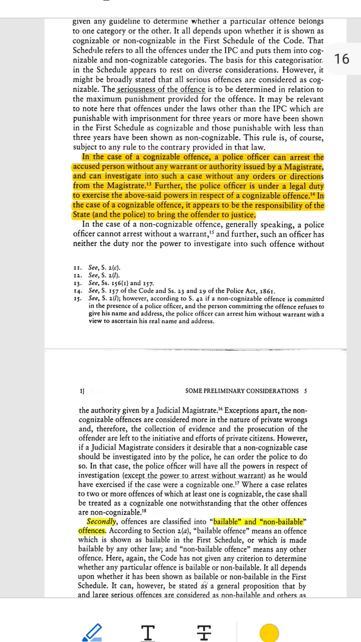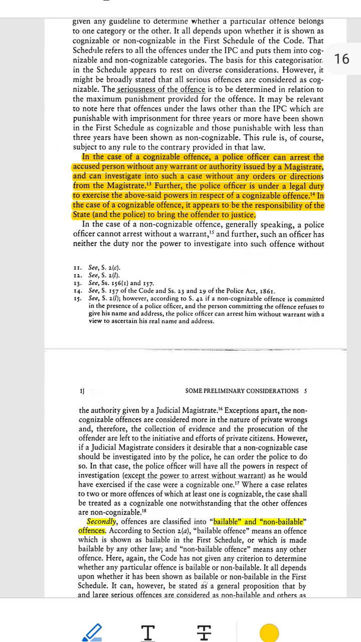The role of the police. The law requires the police to act in cases of cognizable offences. It is their duty to 1. Arrest the offender, the person who committed the crime. 2. Investigate the crime to find out what happened. 3. Collect evidence to prove the crime in court. 4. Bring the offender to court for justice.